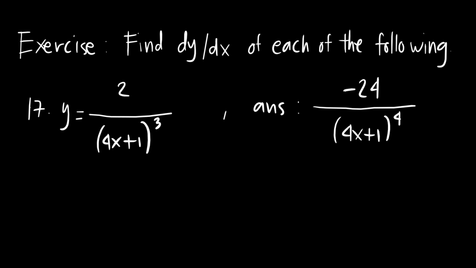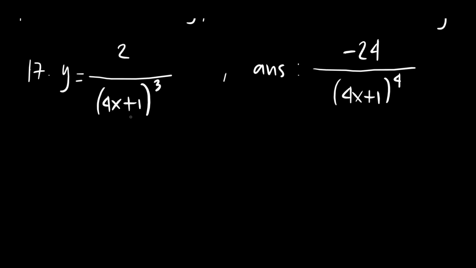Proceed to number 17. So y is equal to 2 all over (4x + 1) raised to the power of 3. So we have its first derivative. So y prime is equal to, just copy the denominator first, (4x + 1) raised to the power of 3. So the derivative of 2, a constant, is just equal to 0.